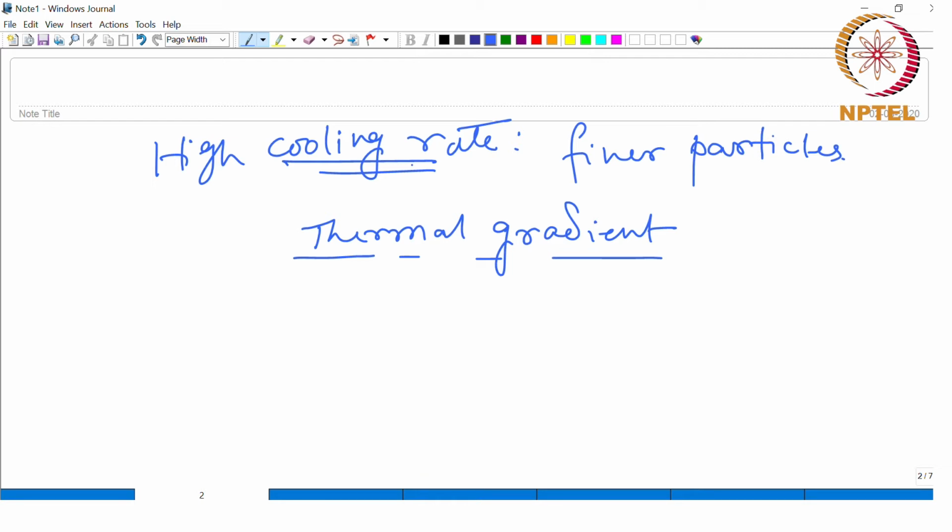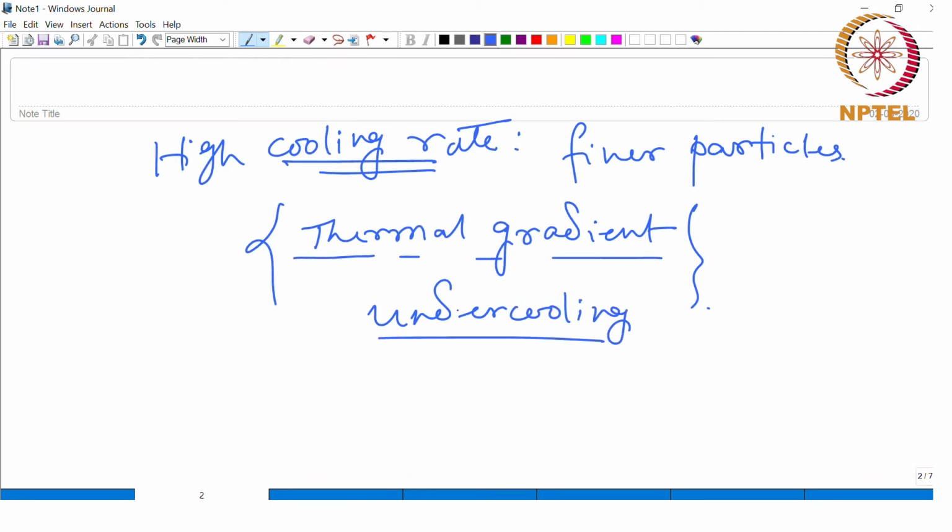Okay. So, this thermal gradient is also a factor apart from the cooling rate and the undercooling that we talked about before. The thermal gradient is also an important factor which will affect the microstructure of these powder particles which are forming from the liquid stream. Okay.